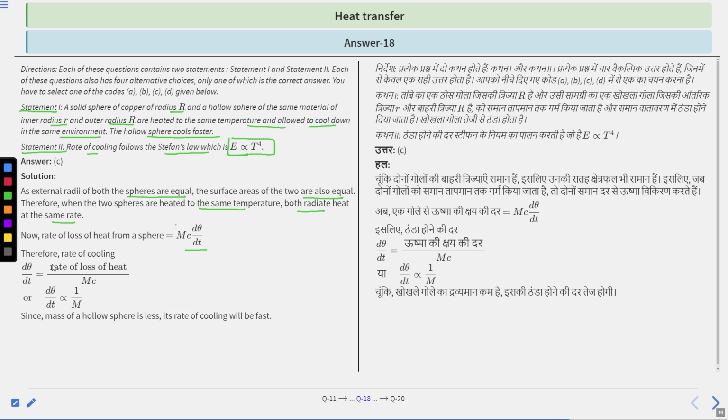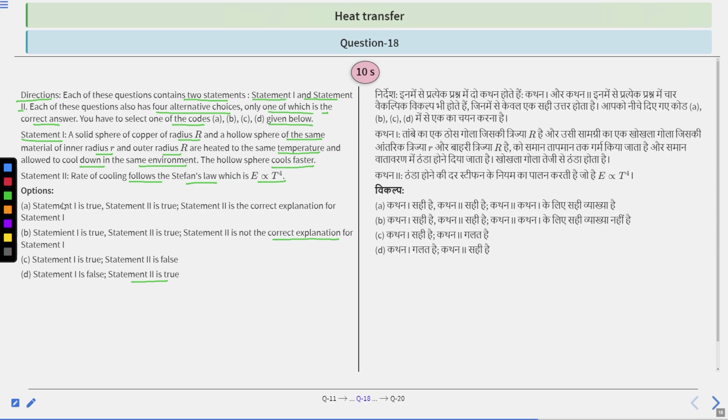Therefore, the rate of cooling d theta by dt is equal to the rate of loss of heat divided by mc. So this is the concept of rate of cooling. Clear? So d theta by dt is directly proportional to 1 by m, or we can say d theta by dt is inversely proportional to m. Since the mass of the hollow sphere is less, its rate of cooling will be faster. It depends on the mass of the sphere. Clear? So from this formula, the correct option is C. This one is correct. Clear?